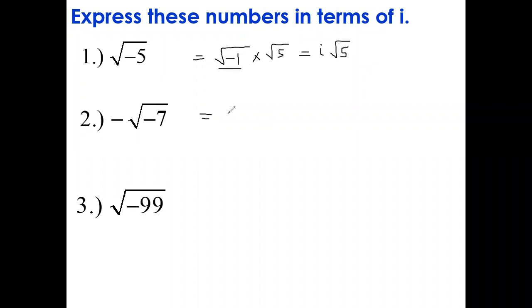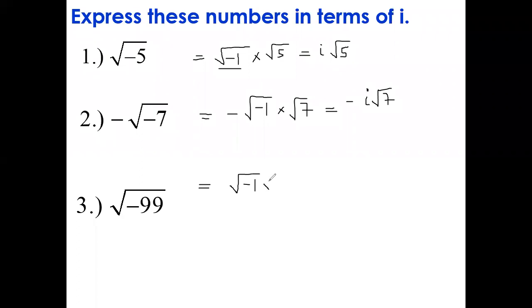When we come to the next one, we have minus the square root of -7, which can be expanded as -1 times the square root of 7. 7 is also a surd, so we have minus i root 7.